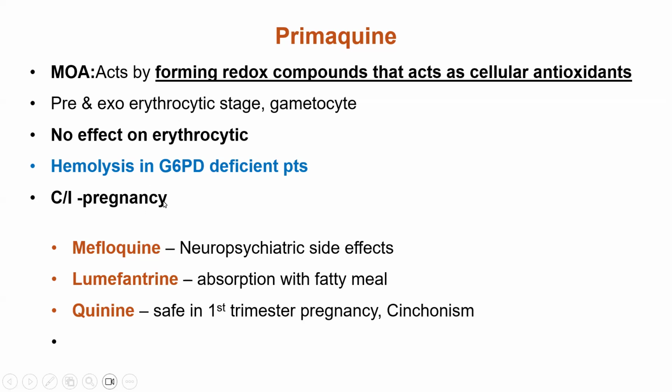It is contraindicated in pregnancy because it causes hemolysis. What is the main adverse effect seen with primaquine? It is very important. Even in MCQs, they usually ask. The drug which causes hemolysis in G6PD deficient patients is primaquine.